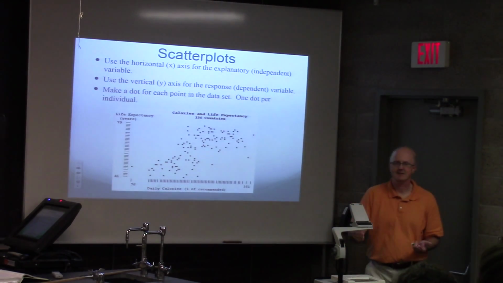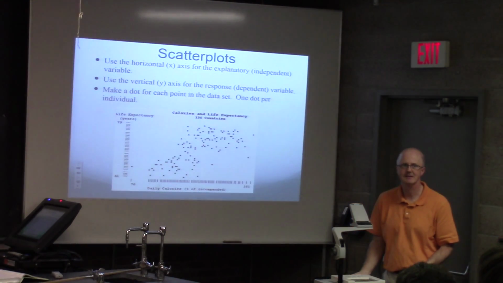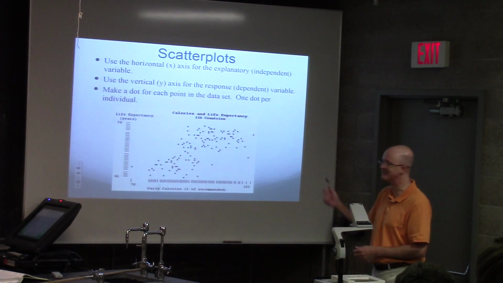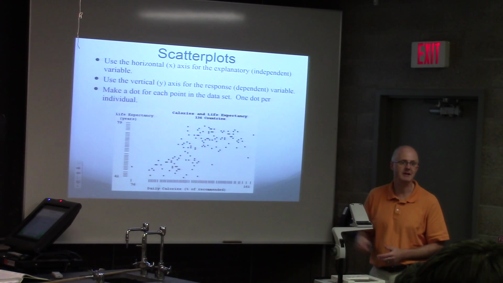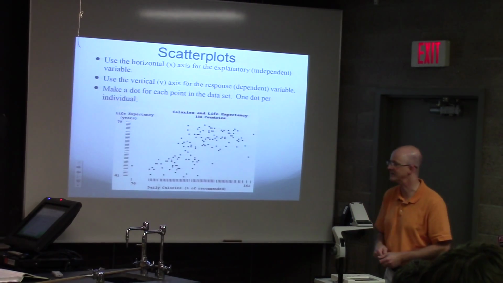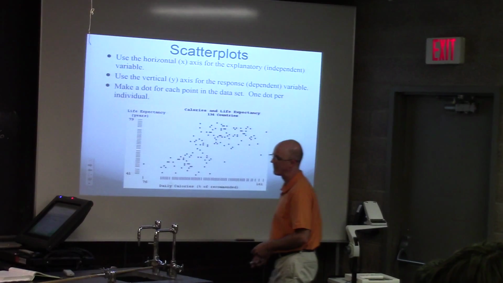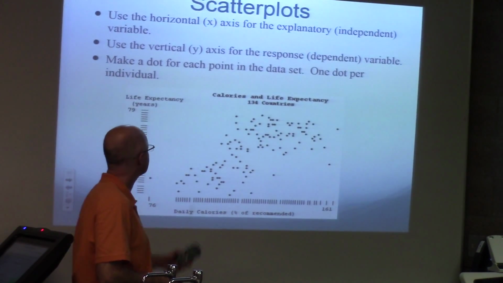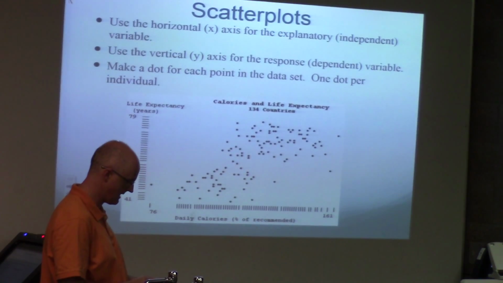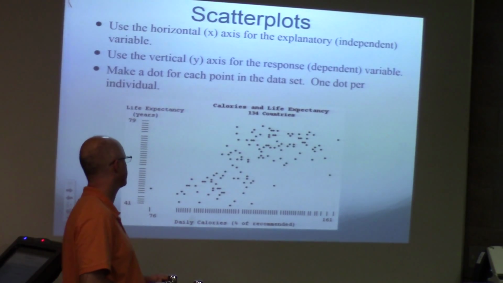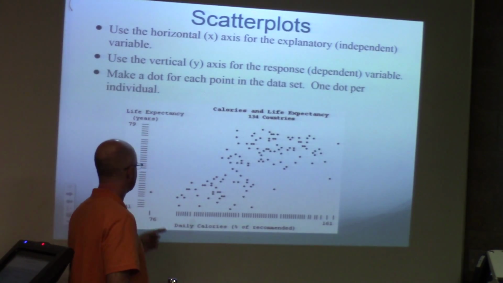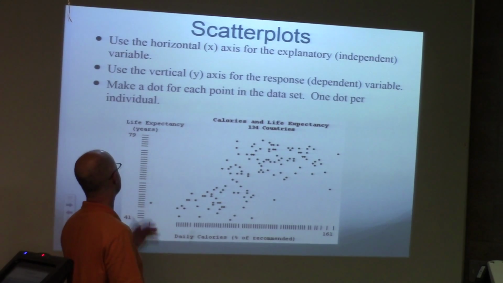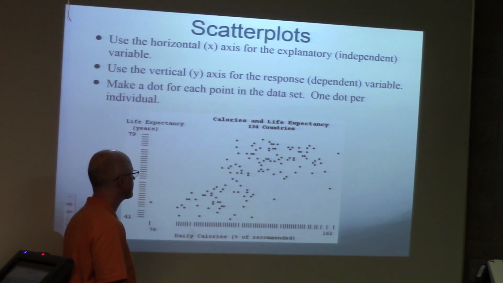Now, data always comes in context. And I'm not describing the context in words here, but you should try to gain some skill at guessing the context based on the labeling of the graph, which is why it's really important to label graphs. The title of the graph says calorie and life expectancy in 134 countries. The horizontal axis says daily calories as a percent of recommended. The vertical axis says life expectancy in years.